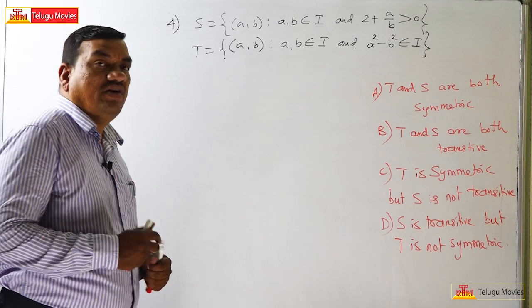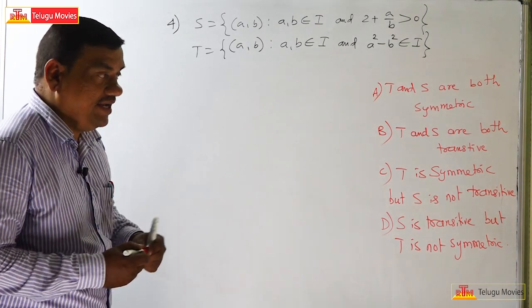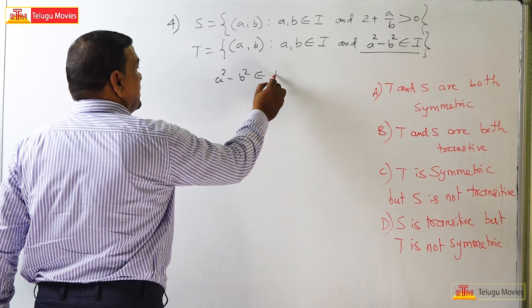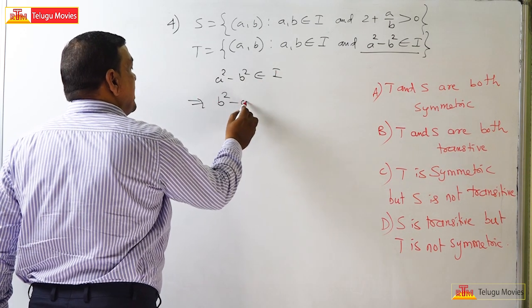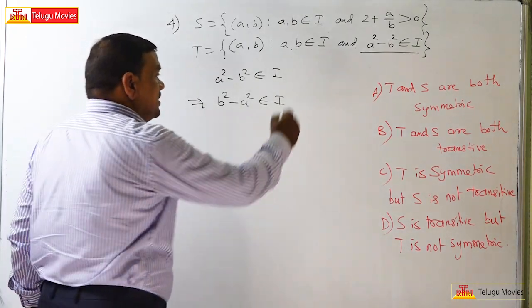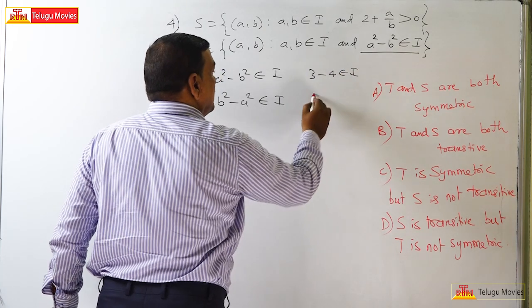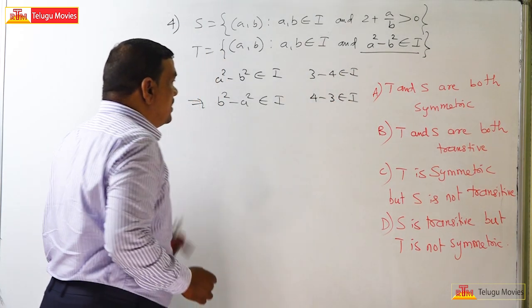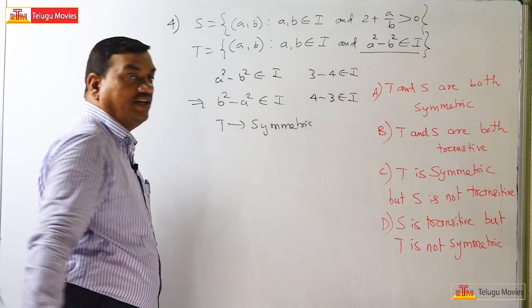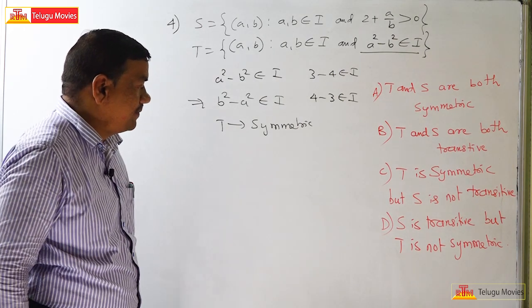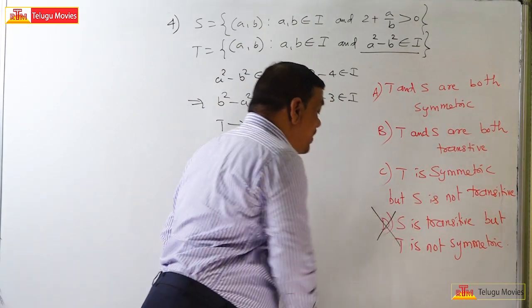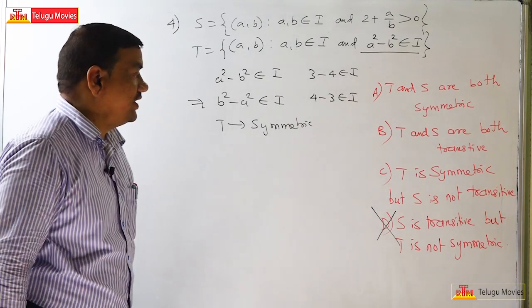One thing is very clear. See the second set T, this is the condition. So that means a square minus b square is an integer. This implies b square minus a square is also an integer, belongs to the set of integers. Everybody knows why, because 3 minus 4 is an integer, therefore 4 minus 3 is also an integer. Therefore T is clearly a symmetric relation. Now see the options. One option says T is not symmetric, but T is symmetric. Therefore, we can avoid option D.